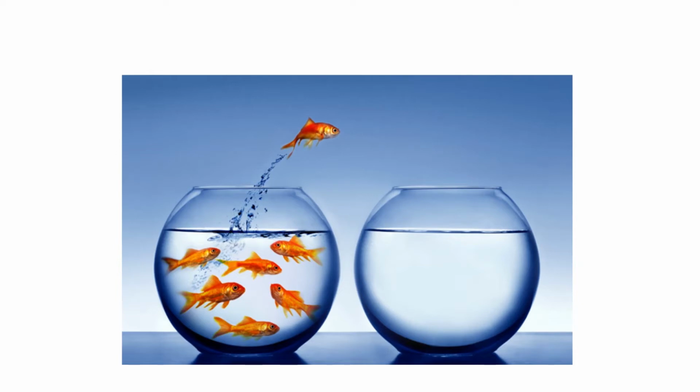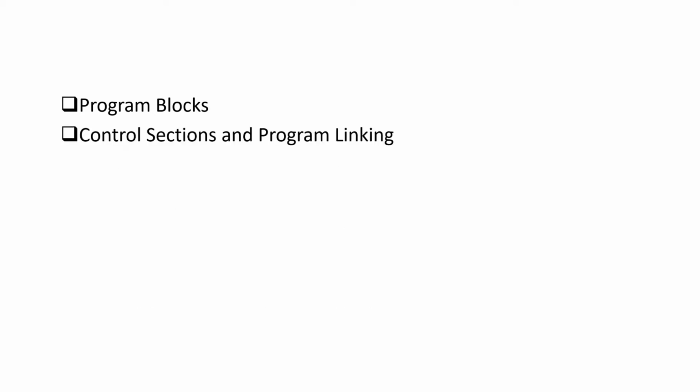So we are going to see the next two independent topics. Machine independent features of assembler. The first one is program blocks. The second one is control sections and program linking. So first we will see what a program block is.